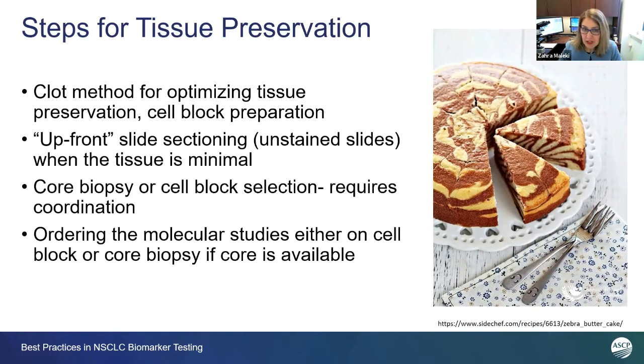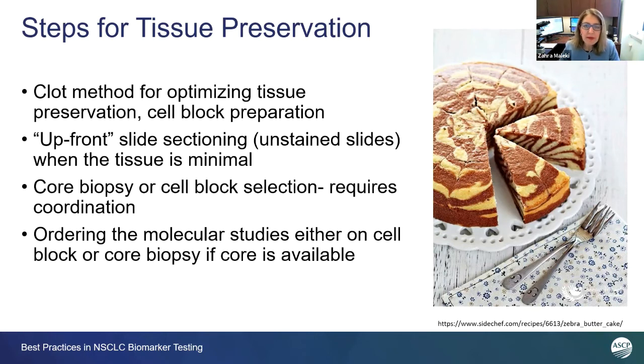That starts actually through the procedure room with clot method that we already discussed. And also when it comes to cell block, we also found upfront slide sectioning that would actually minimize the tissue waste. So the time that they start cutting the tissue for first time, they also go for 7 to 8 unstained slides, depends on how much material they have.